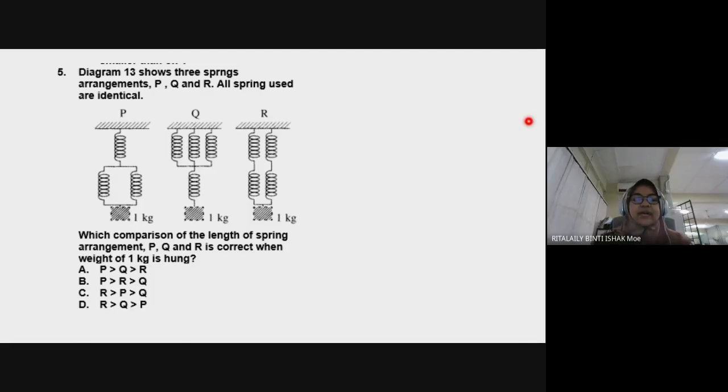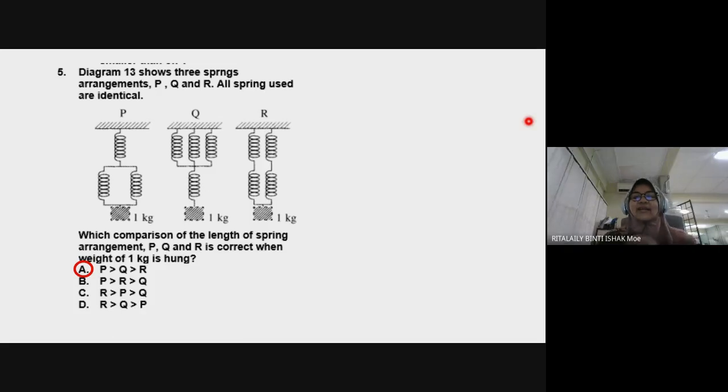Which comparison of the length of spring is correct when a weight of 1 kg is hung? So which one is longer and which one is shorter? Question number 5. Okay, Suta's answer is B. What about the others? Jasmine also answered B. So most of you answered B. Let's look at the answer. The answer is A.